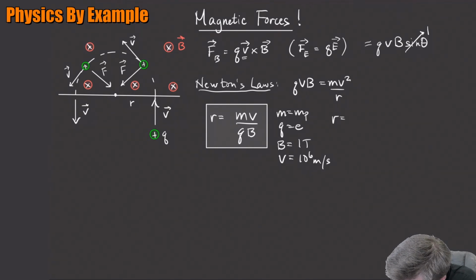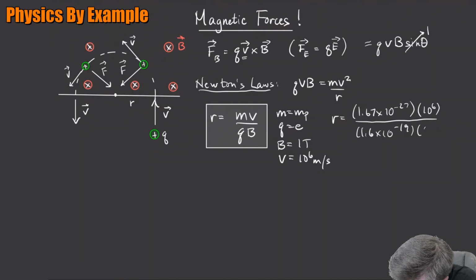So R is going to be 1.67 times 10 to the minus 27. V is 10 to the 6th. And then this is 1.6 times 10 to the minus 19th. And B is 1 Tesla. Can we just roughly figure out what the R is? Let's not worry too much about vectors like that. So I'm just going to cancel them because I can. My video, right? My rules. So I'm just going to cancel those. They're pretty much 1. So I just got powers of 10.